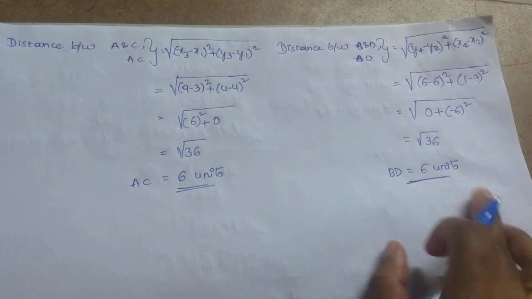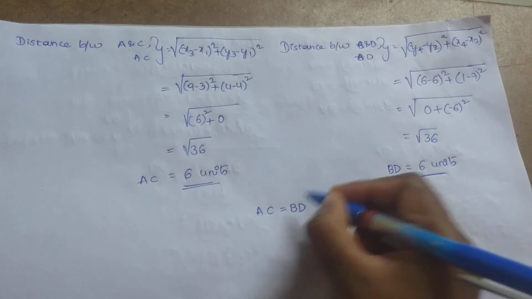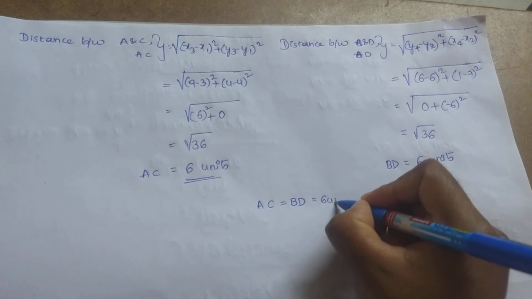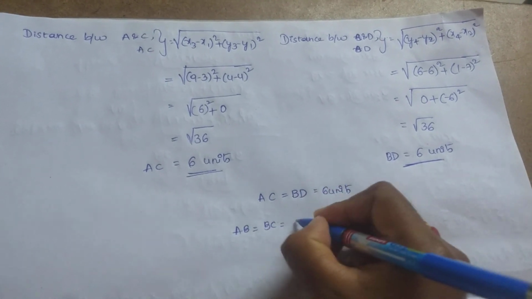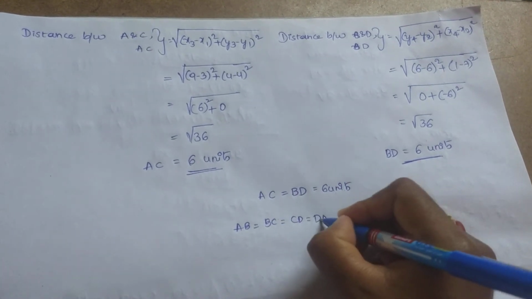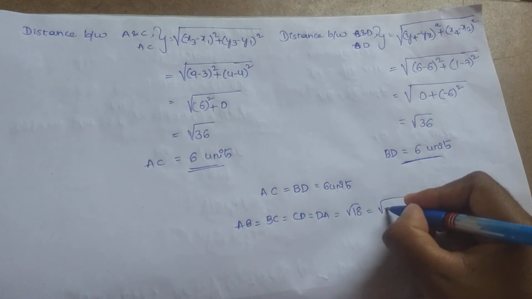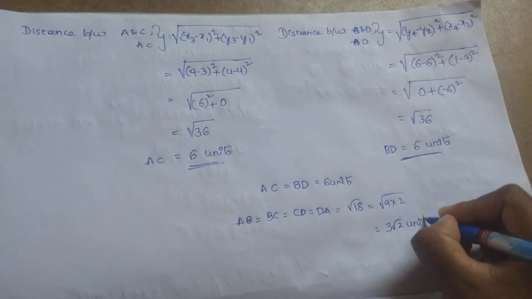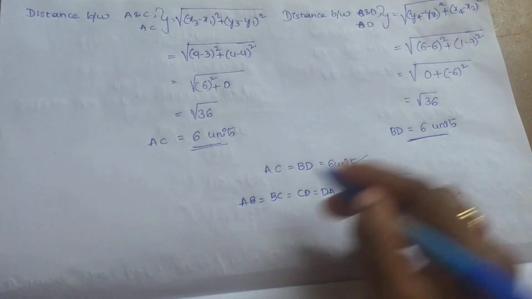AC value we got as 6 and BD also we got as 6. So here AC equals BD, equals 6 units. And what did we get? AB equals BC equals CD equals DA equals square root of 18 units. This you can write as square root of 9 into 2, that is 3 root 2 units. Correct? So here we got all sides are equal and the diagonals are also equal.